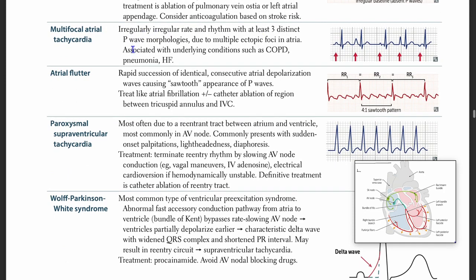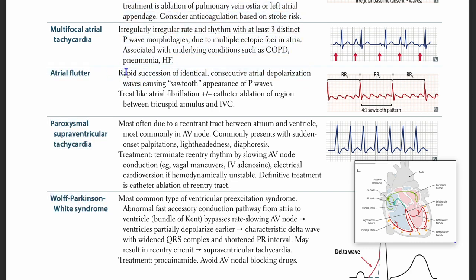It's because the AV node is getting its signal from another place other than the atria SA node. That's what it means. So, due to multiple ectopic foci in atria. Okay. Then you have atrial flutter.